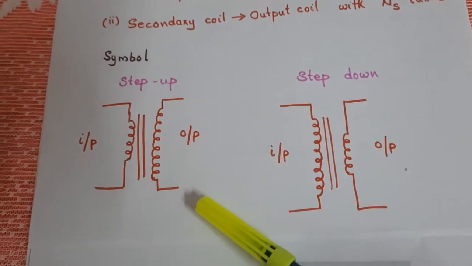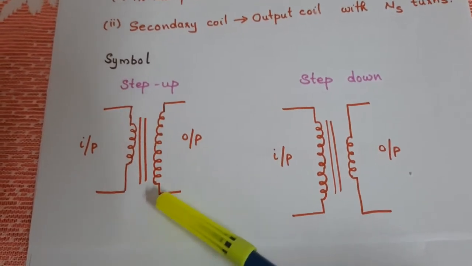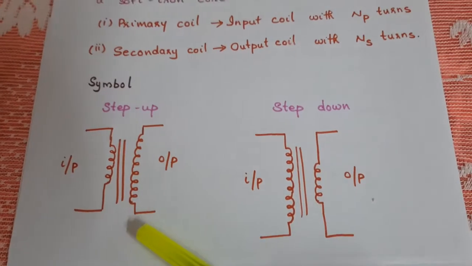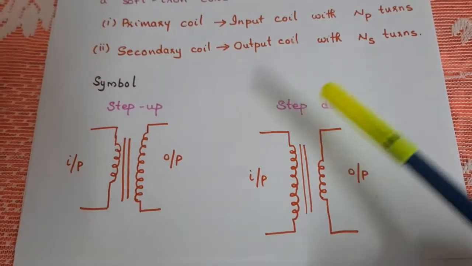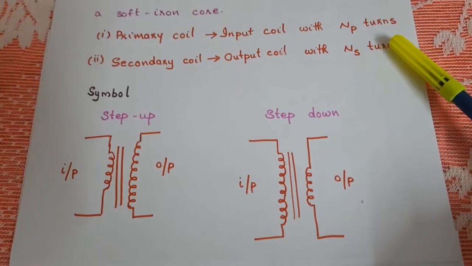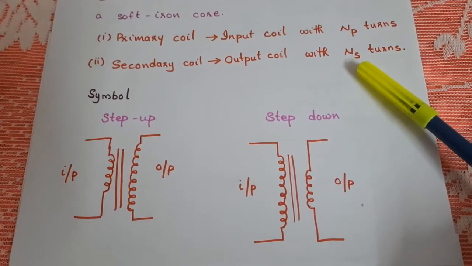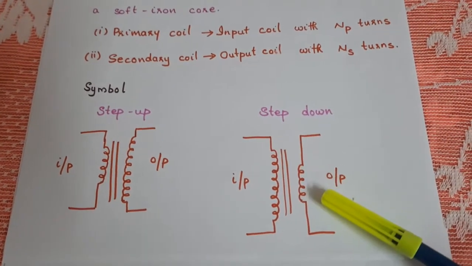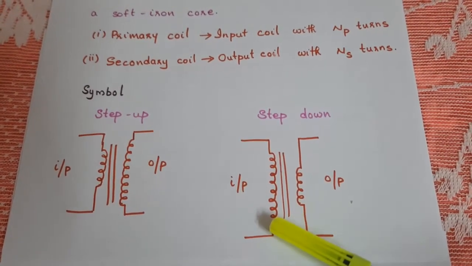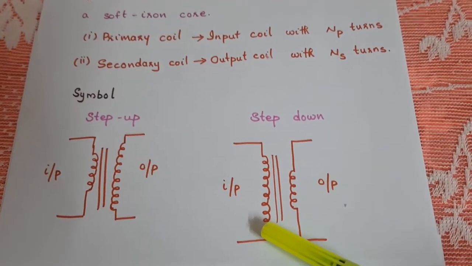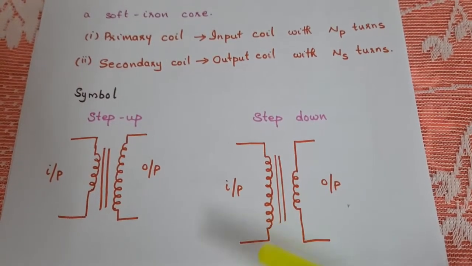There are two types of transformers, step-up transformer and step-down transformer. In the case of step-up transformer, number of turns in the secondary is greater than that in the primary, NS greater than NP. In the case of step-down transformer, number of turns in the primary is greater, that is NP greater than NS.